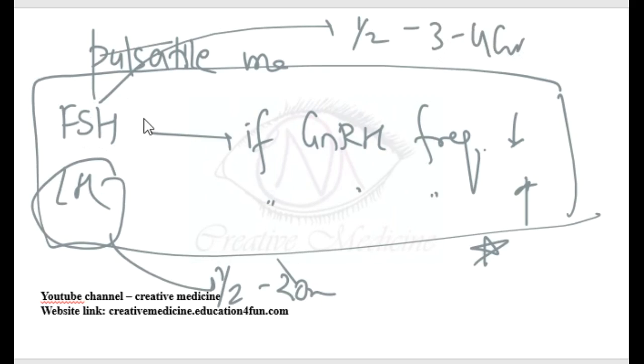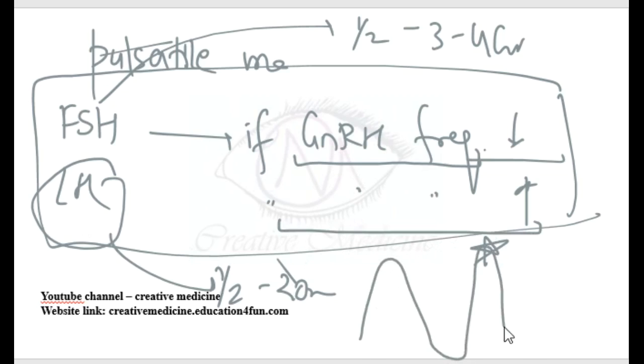Follicle stimulating hormone is released when the gonadotropin releasing hormone pulse frequency is less, whereas luteinizing hormone is released when gonadotropin releasing hormone pulse frequency is more. That means gonadotropin releasing hormone is released in pulsatile manner, that is in higher amounts followed by lower amounts, then higher amounts, then lower amounts.